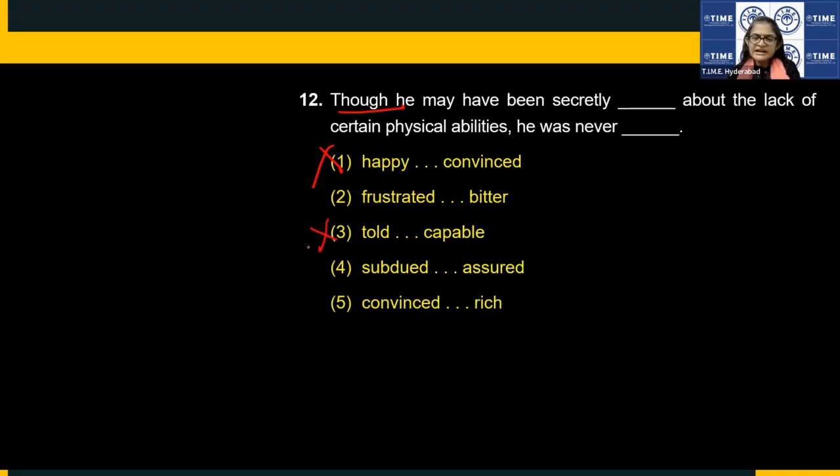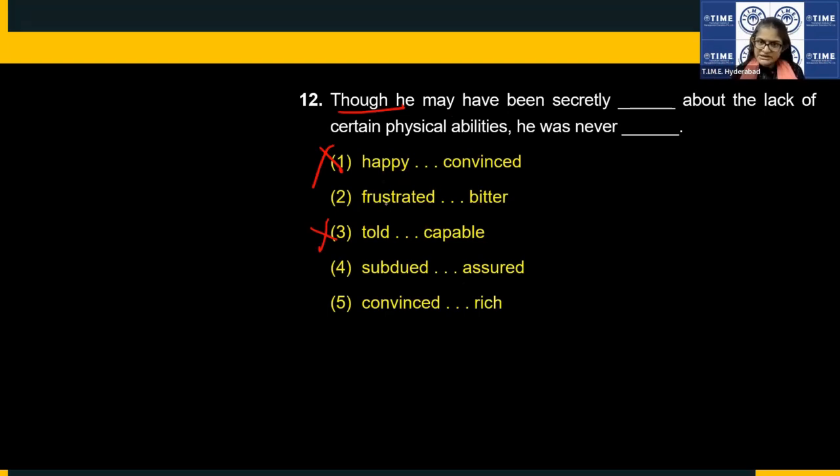Though he may have been secretly subdued about the lack of certain physical abilities, he was never assured. Doesn't make sense. Subdued is to be quiet about something. You don't say secretly subdued. And he was never assured of what? Again, though should show a contrast. So he may have been secretly something, but this should be opposite of that. So this makes sense. Opposite of that means it should show that he was never the same thing.